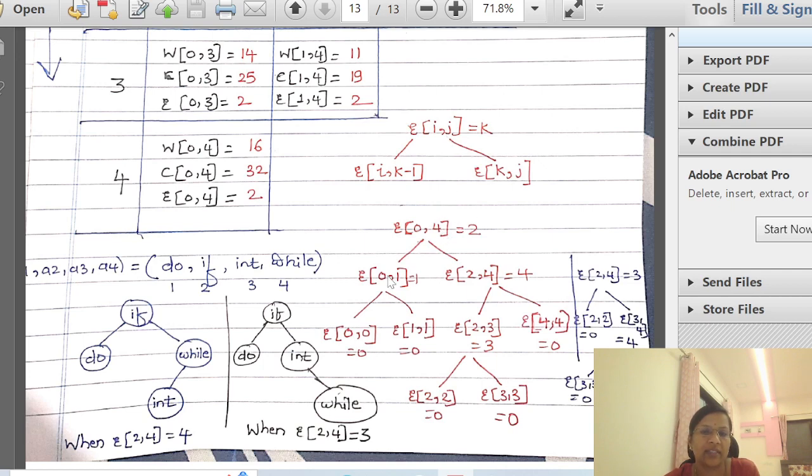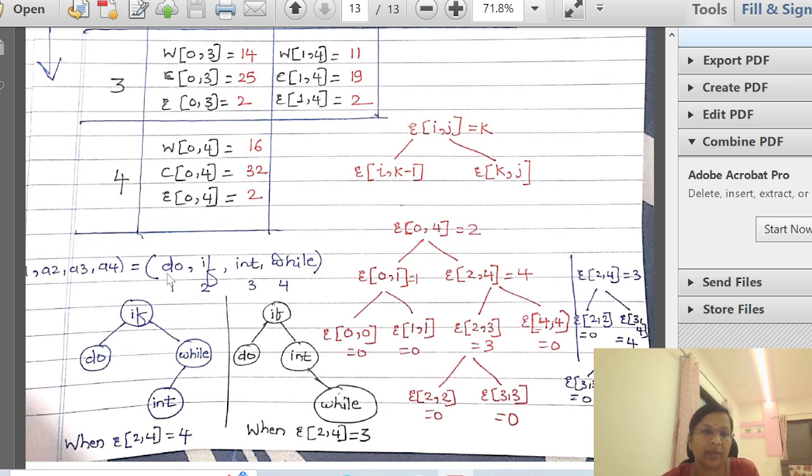Okay. Left hand side, again this is i comma k minus 1. So what is k here? 2. 2 minus 1, 1. R of 0, 1 equal to 1. And just go on substituting the values until we get i and j as equal. That means they are leaf nodes. Okay. And once we expand our tree like this, this indicates that key number 2 will be our root.